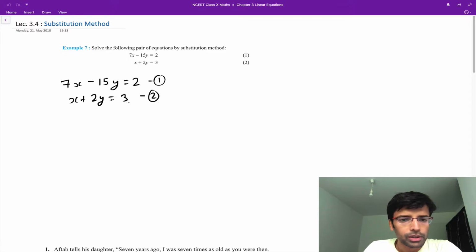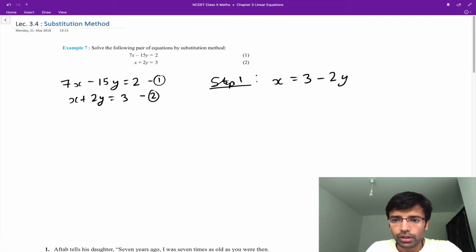Okay, so now in the substitution method, the first step, step 1, is that we take one of the linear equations among these two and represent one variable in terms of the other. So here equation 2 looks quite simple. So we just represent x in terms of y. So x is equal to 3 minus 2y. This is our step 1.